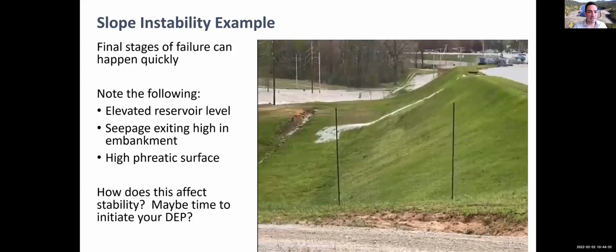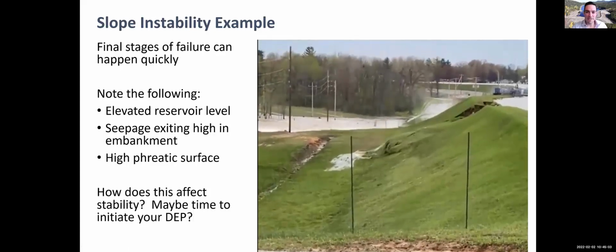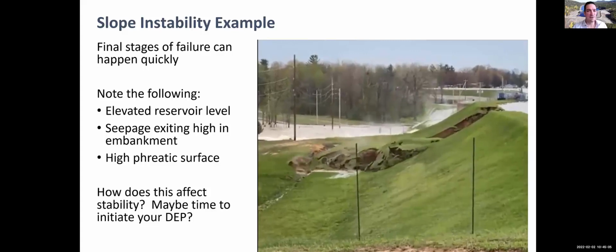How does this affect stability? In this case, it's obviously time to initiate a dam emergency plan. But maybe somewhere between this looking fine and here, there could have been a time where there were some indications that it was time to activate our DEP and avoid a failure. So I'm going to play this video, and it gives us a sense of whether it is slope stability, internal erosion, and also overtopping.